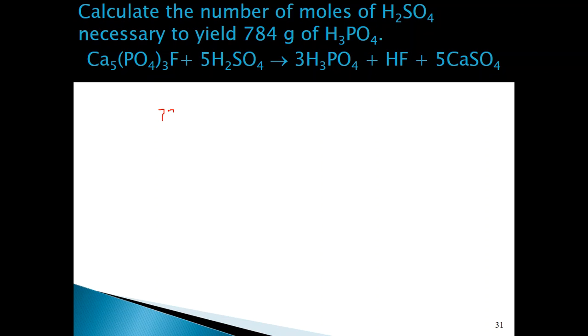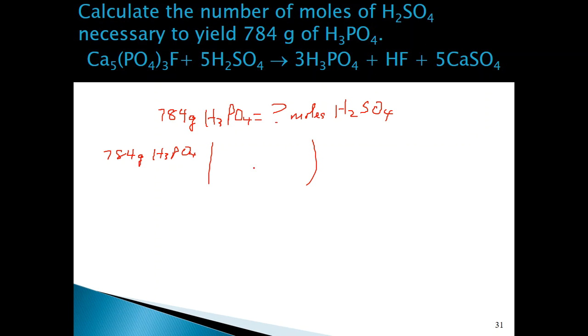So they gave us 784 grams of the phosphoric acid, and you are to convert that to moles of sulfuric acid, H2SO4. All right. So the first step would be you take the grams of phosphoric acid, H3PO4, and you have to convert that to moles. So the conversion factor you're going to use here is where you have 1 mole of H3PO4, and then down here you're going to get the molar mass of phosphoric acid.